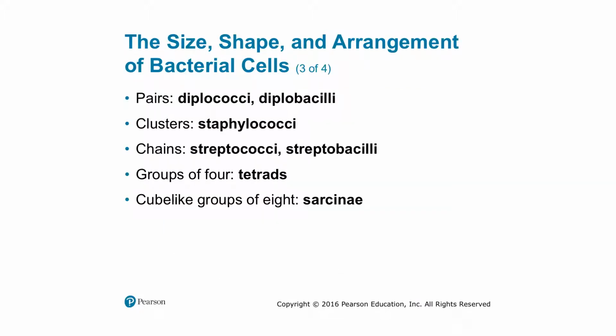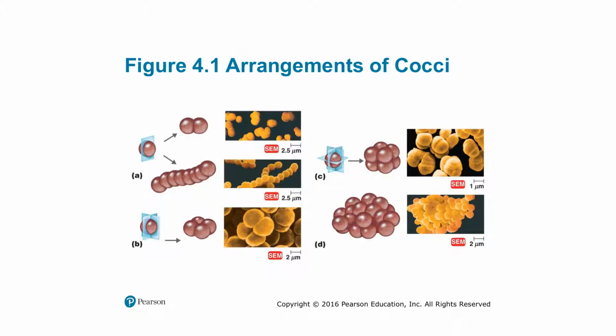We can also have pairs where we have diplococci or diplobacilli. Clusters will be staphylococci. Chains will be streptococci or streptobacilli. Groups of 4 can be tetrads. Cube-like groups of 8 are considered sarcinae. So you can see all of these here.